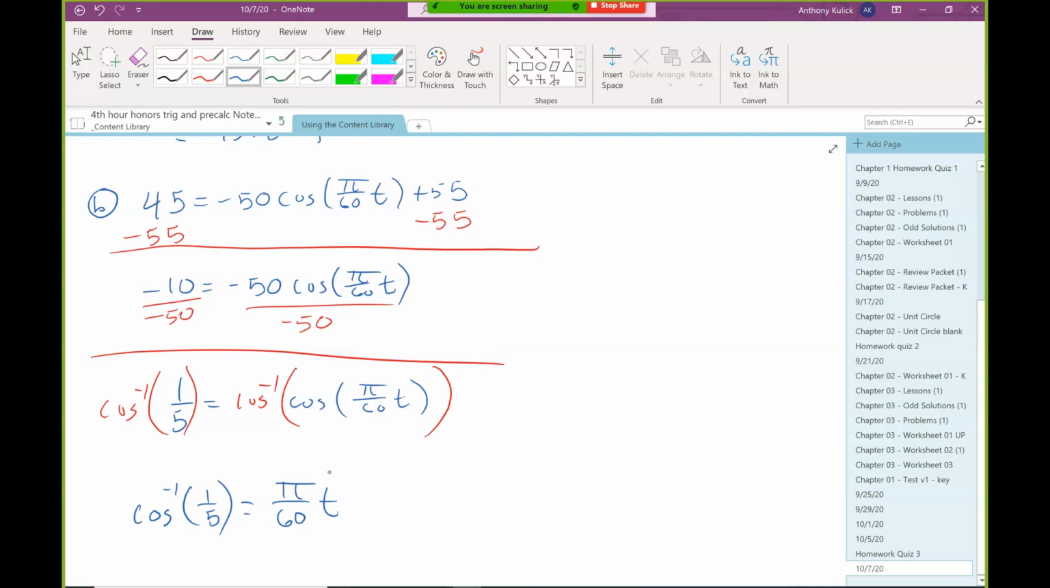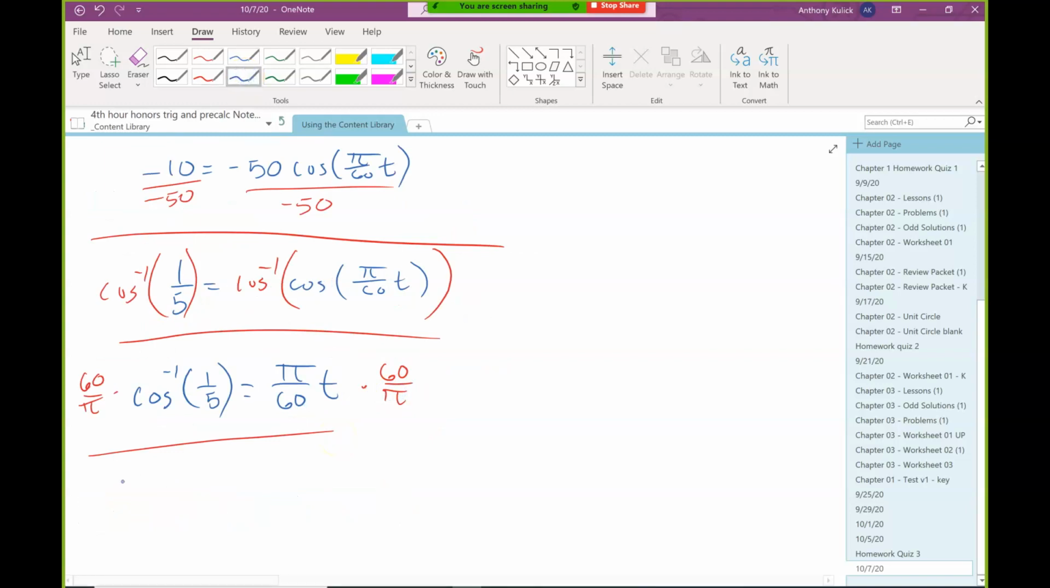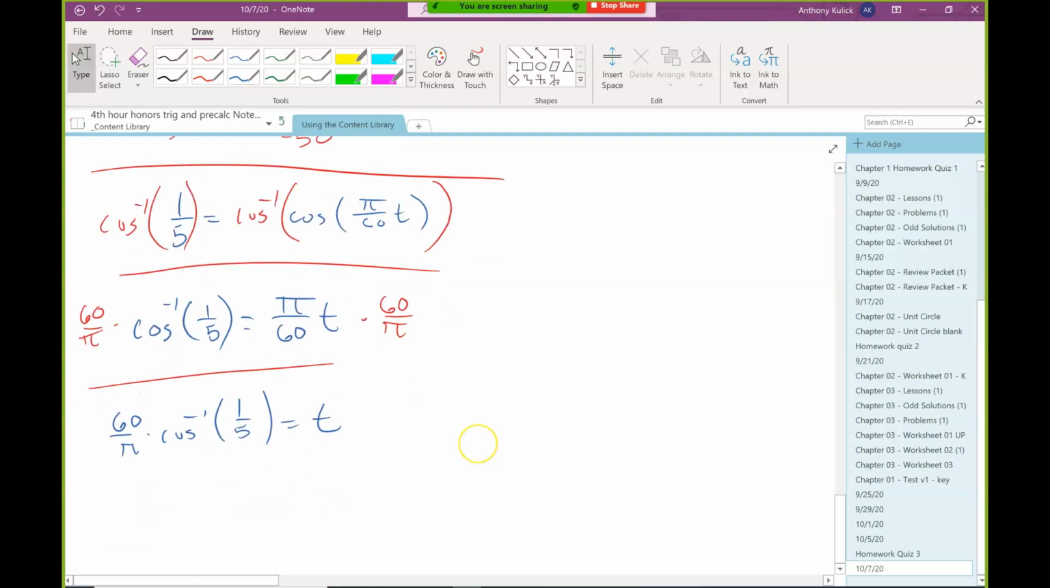But I don't want to write down the decimal a bunch of times. Is everybody okay with that? Okay. And then the last step would be to multiply by 60 over pi, right? So I have 60 over pi times cosine inverse 1 over 5 is equal to t. Now it's calculator time. So let's type that in.